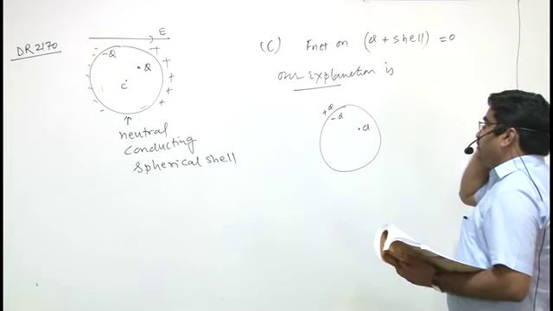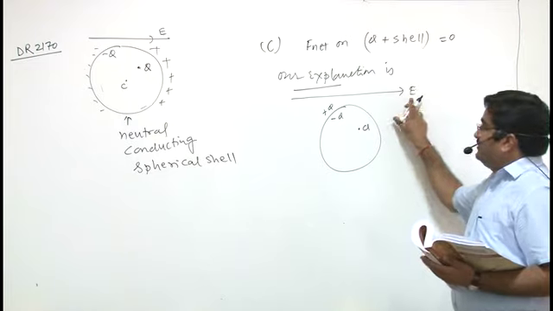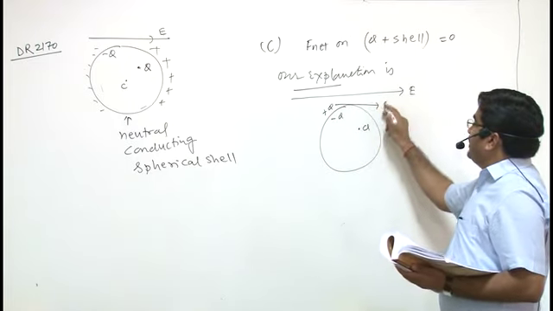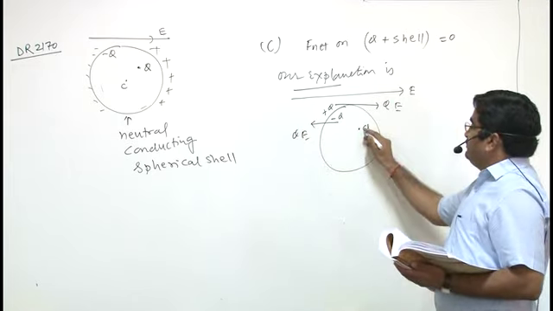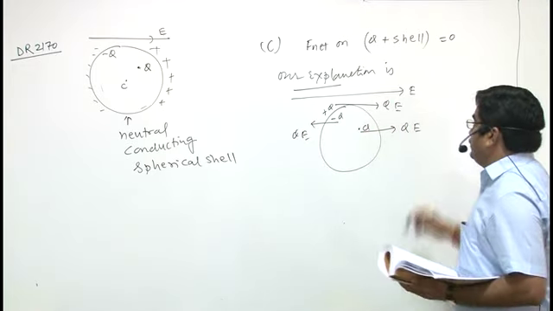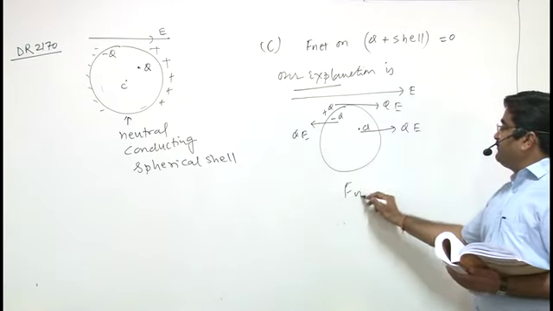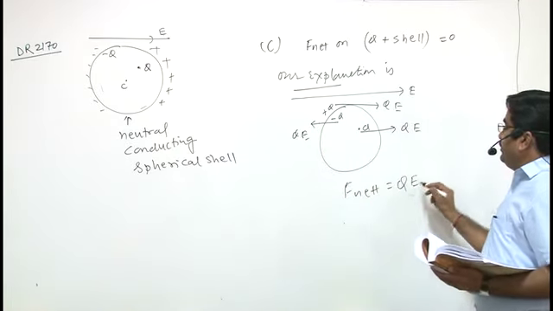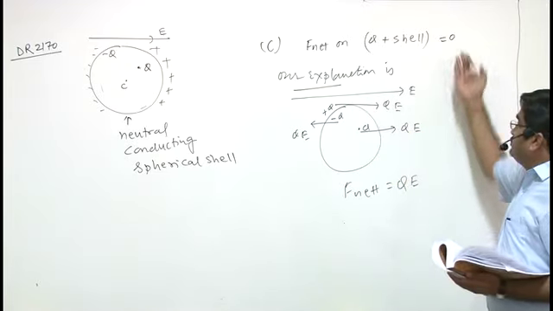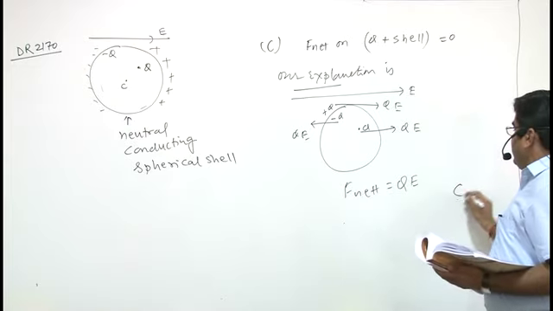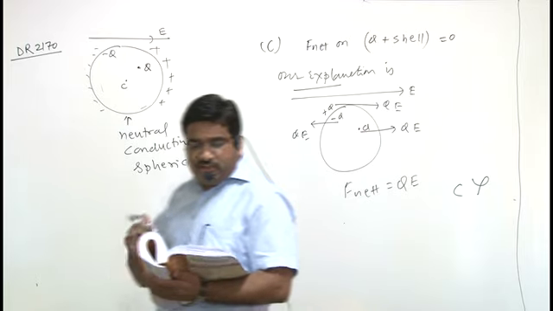Now, there is an electric field E. Due to this E, there will be force on Q towards right, and force on minus Q towards left. There will be force on plus Q towards right, QE. So there are two QE towards right and one QE towards left. So F net will be Q into E on this whole system by the external electric field. It is not 0, so C is also wrong. So A is not the answer, B is not the answer, C is not the answer.